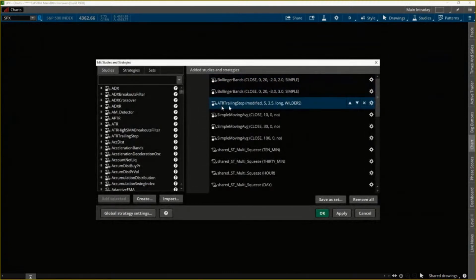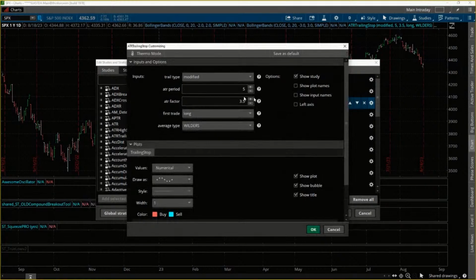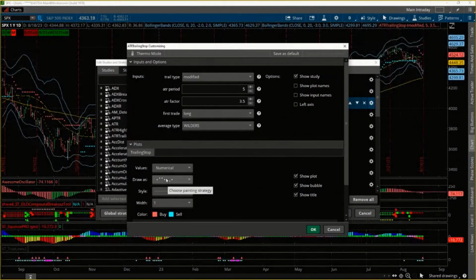So after that, you can see the next study that I have up is the ATR trailing stop. So let's go to the internals of this setting. So the ATR trailing stop, I personally track as a dotted line. That way I'm not confusing it with my moving averages. I'm not confusing it with the Bollinger Bands. And so you can see it's this dotted line on the top chart. And I have the colors set as red and blue. So you can see there are red dots here, there are blue dots there.